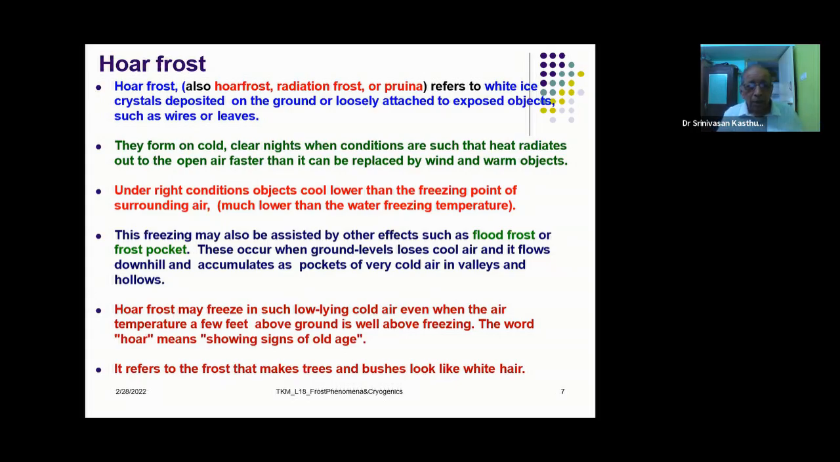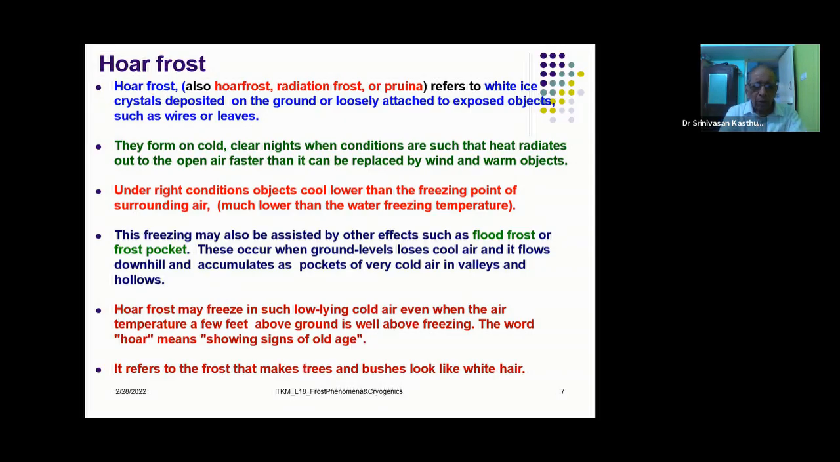Let us now discuss the different types of frost. We start with what is called hoarfrost. It has multiple names: it can also be called radiation frost, sometimes also called pruina. Hoarfrost refers to white ice crystals deposited on the ground or loosely attached to exposed objects such as wires, leaves, etc. You can see this frost formation in winter, or in the early morning hours.